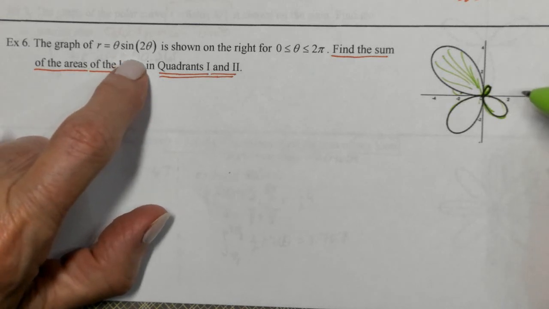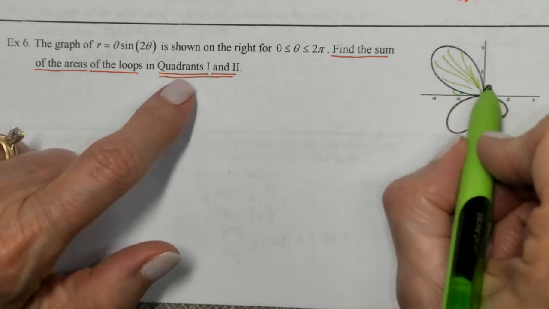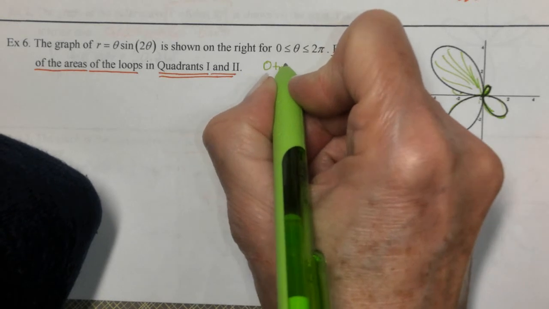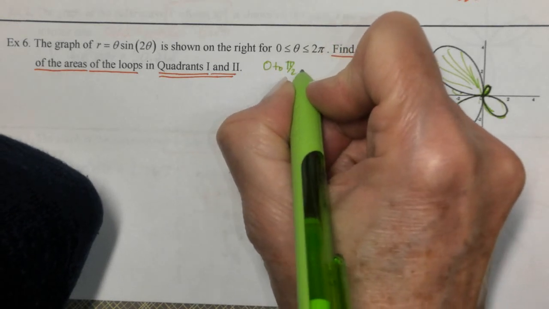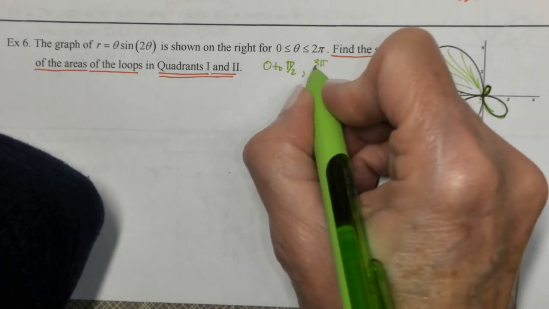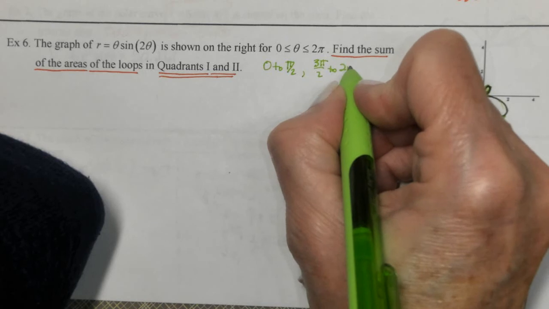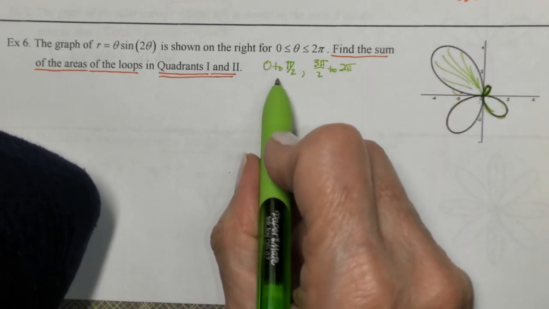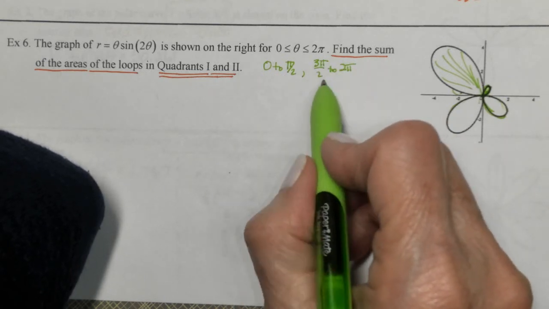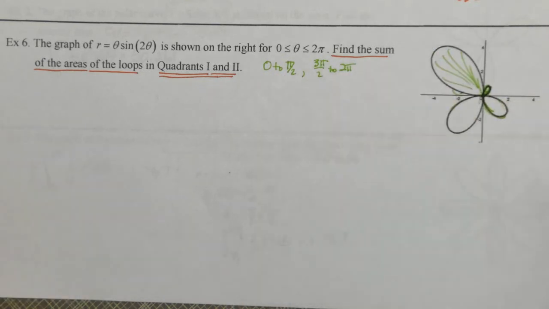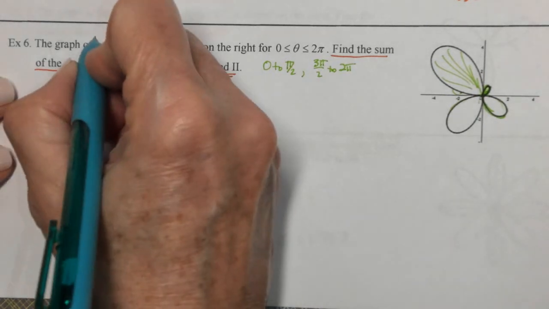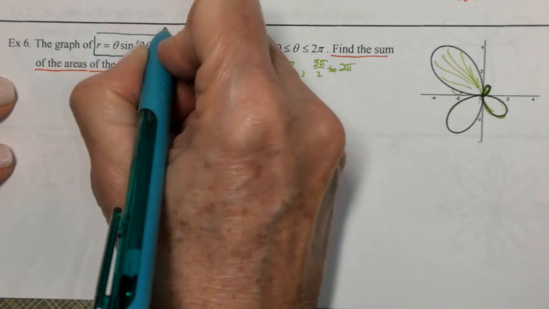But my thought is, for the area that I want, I'm thinking I need to use the theta values from 0 to pi over 2 and 3 pi over 2 to 2 pi. But let's confirm that. Let's confirm that by doing a sine chart on R.